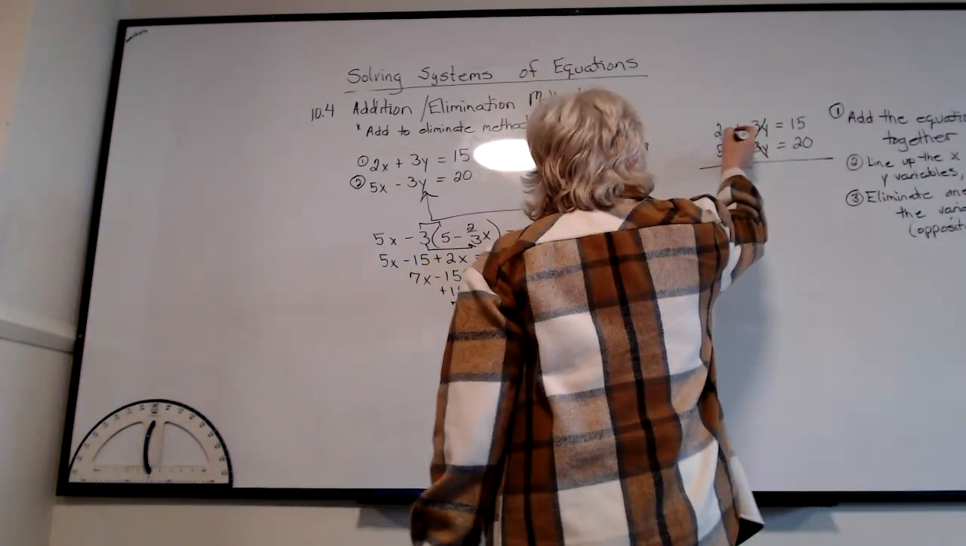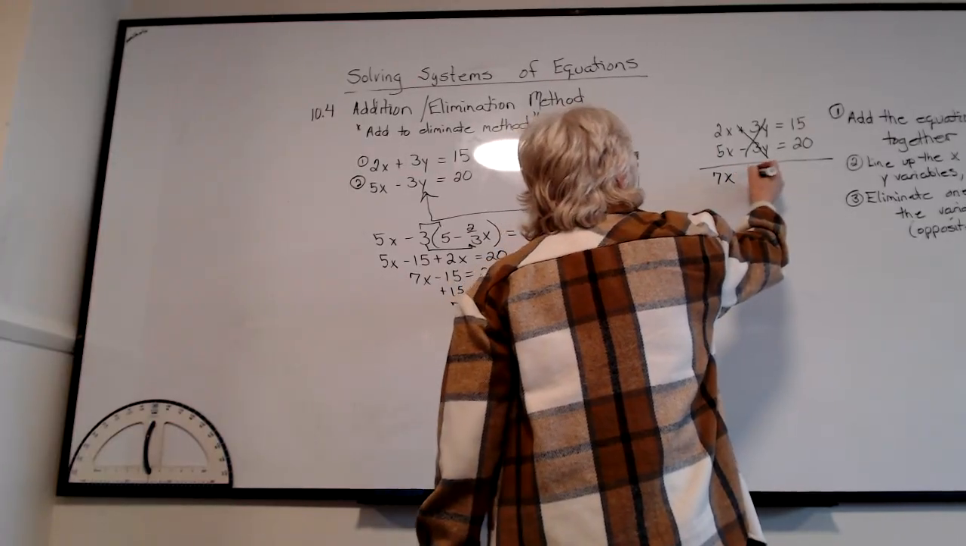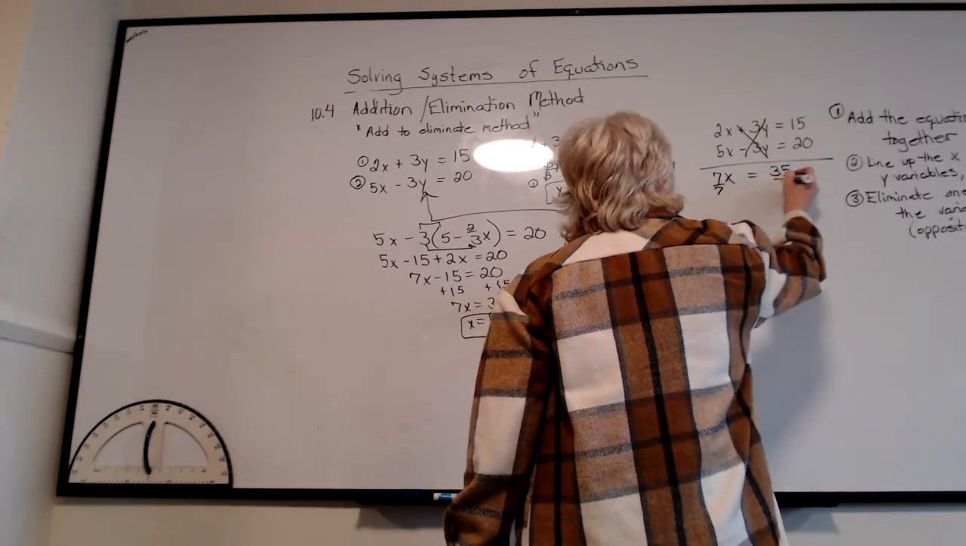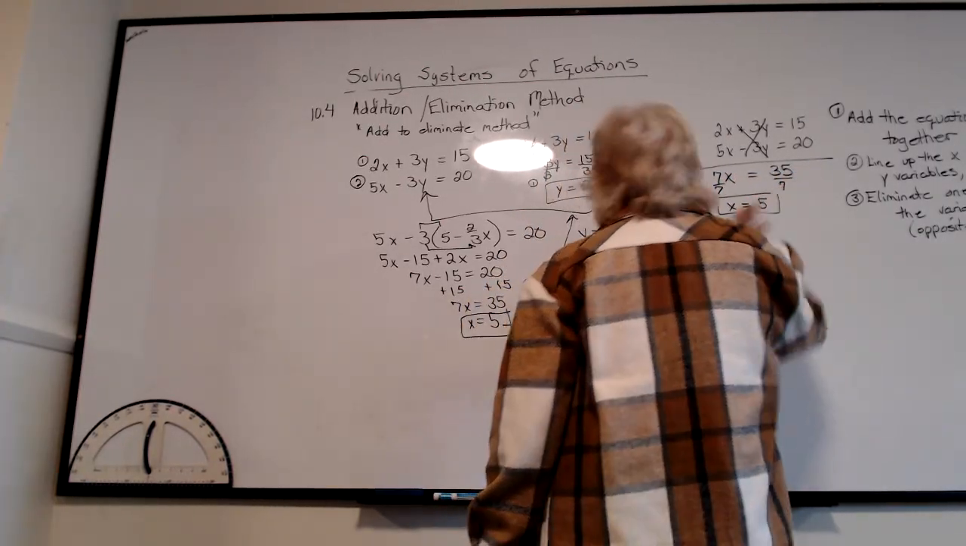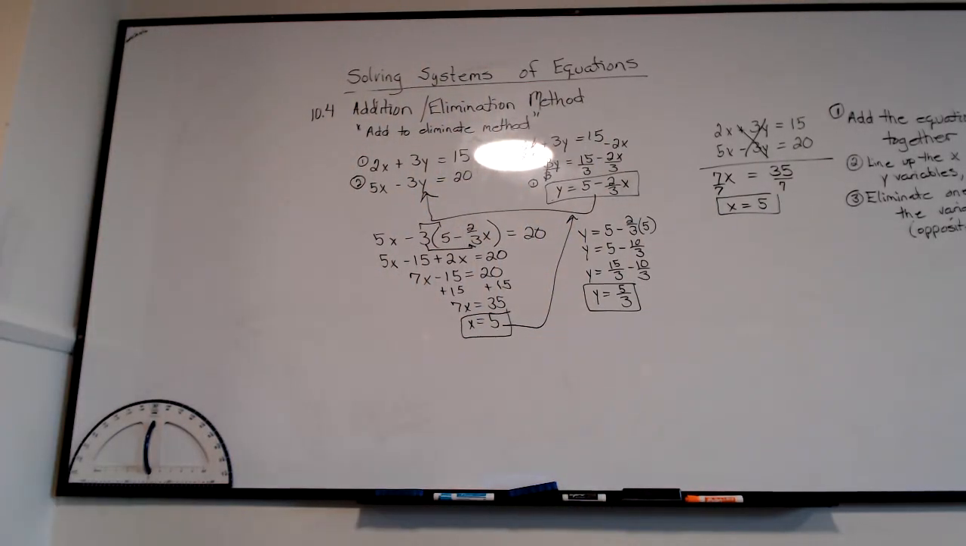Okay, so I add these. 5 and 2 is 7, equals 35. Divide by 7, x equals 5. Oh, look how many steps that took. Is that better than that mess? Yeah. I could show you how to do elimination and add for the second variable also. I'm not going to do that right now, but you can. We'll do one in a minute like that.